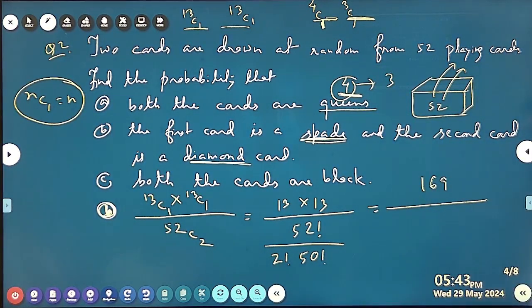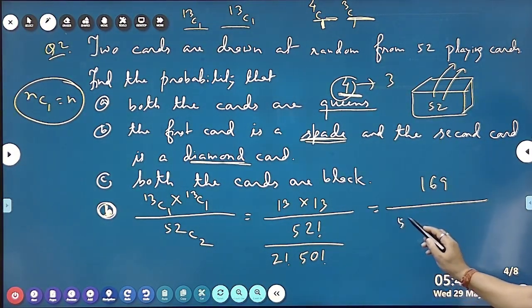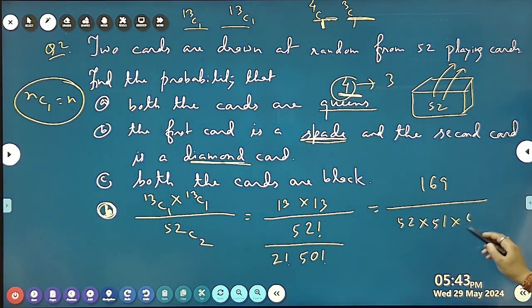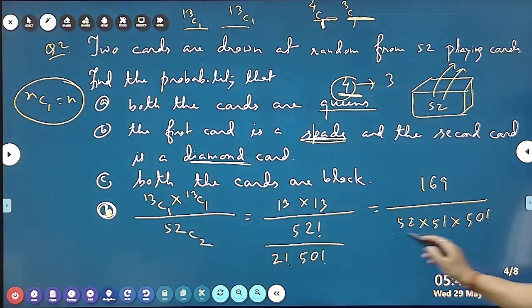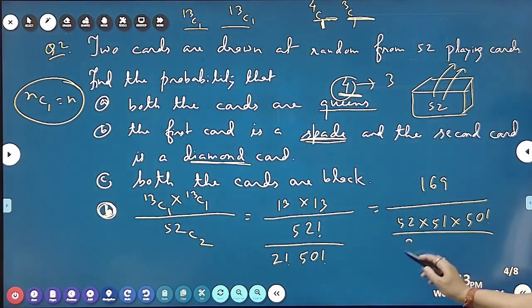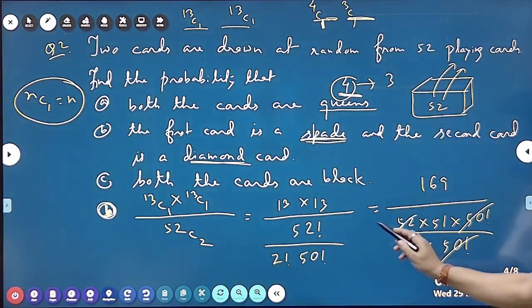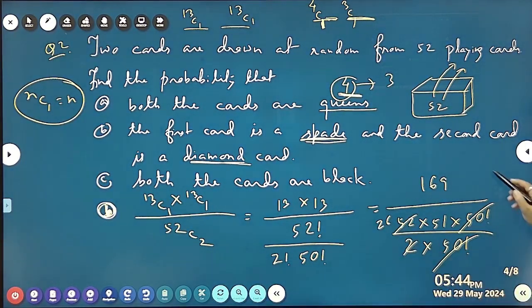Okay, so 13C2 as you know is 169. Done. Now 52 factorial, I showed you how to find it. You have to do 52 into 51, then no need for 50 factorial. 2 factorial as you know is already 2, and 50 factorial will be 50 factorial, so they get cancelled. By these 2 you cancel, it will be 26. So once again, 169 by how much? 1326.